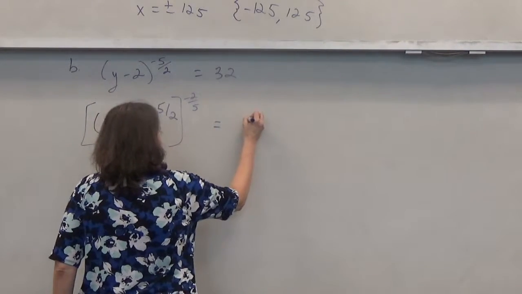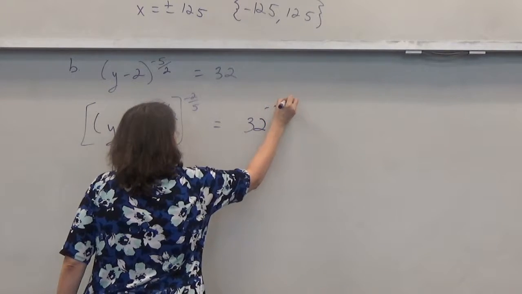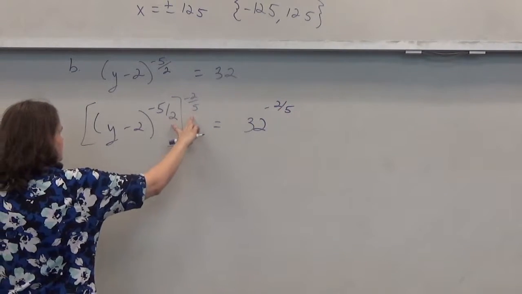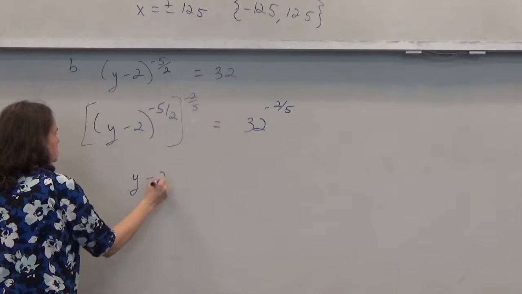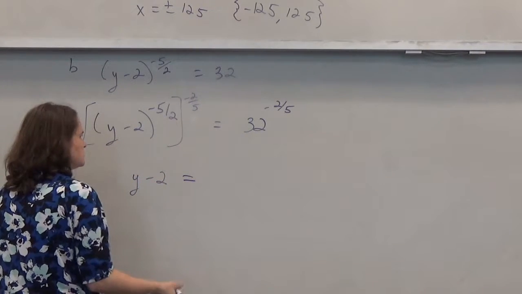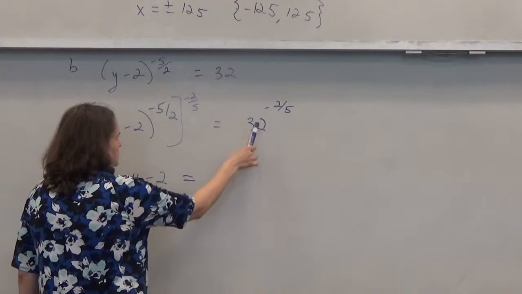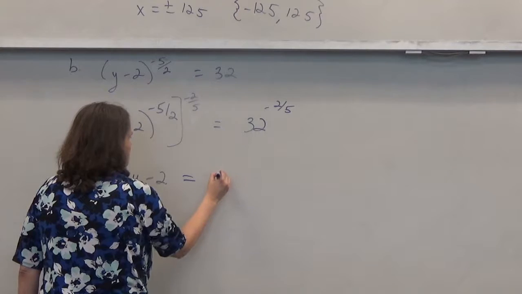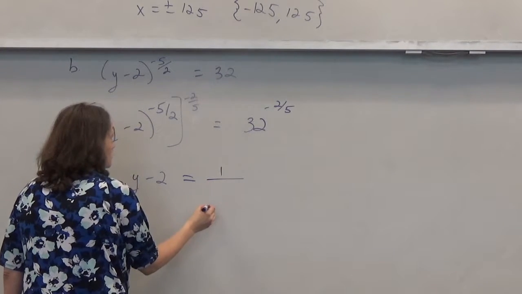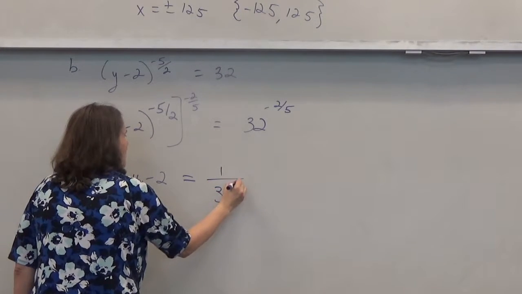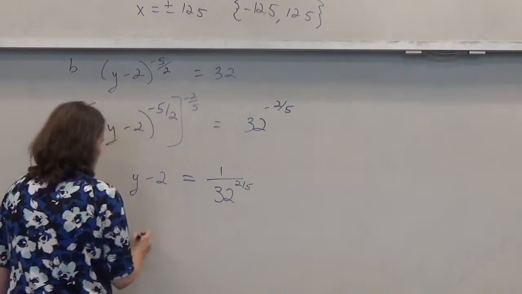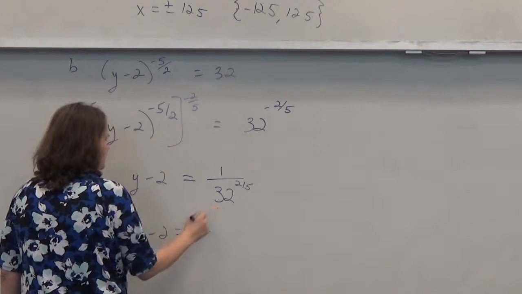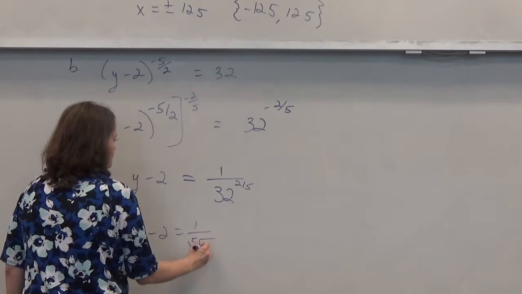So we'll just say 32 to the negative 2/5 power. Multiply these exponents, and we're going to get y minus 2 to the first equals, and then I need to simplify 32 to the negative 2/5 power. I know that a negative exponent is telling me to write the reciprocal, so I'm going to do 1 over 32 to the positive 2/5 power. So I have y minus 2 equals 1 over, and then this can be written as the 5th root of 32 squared.